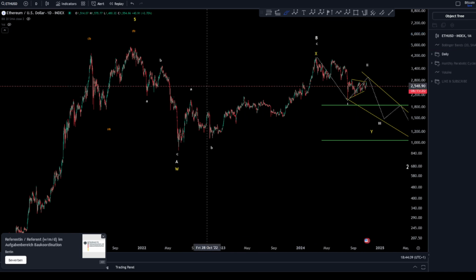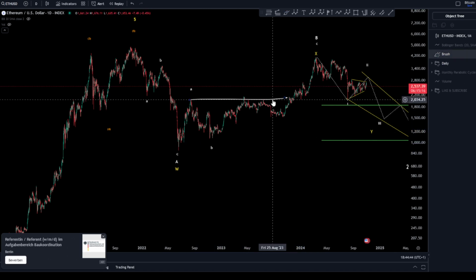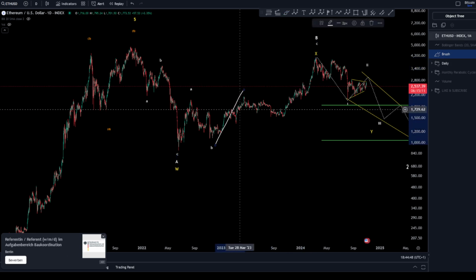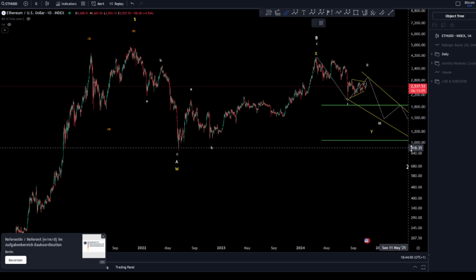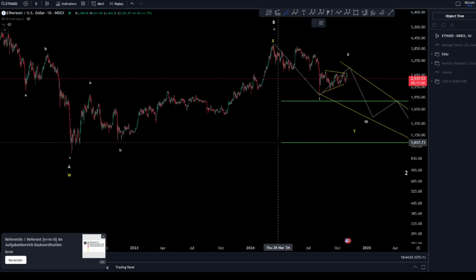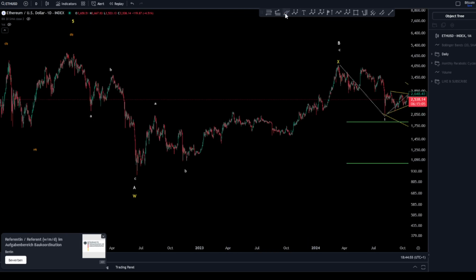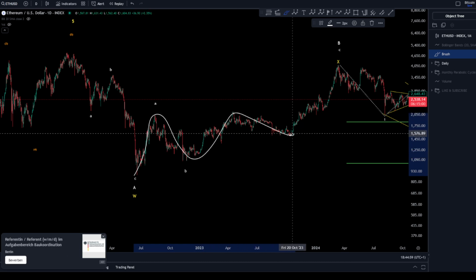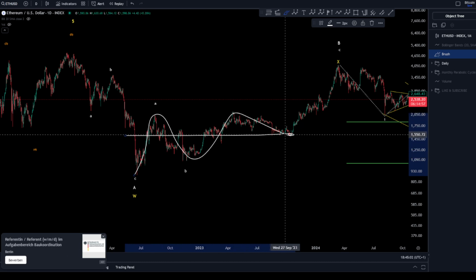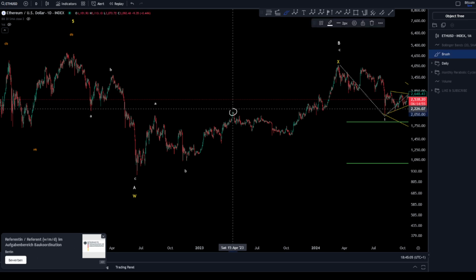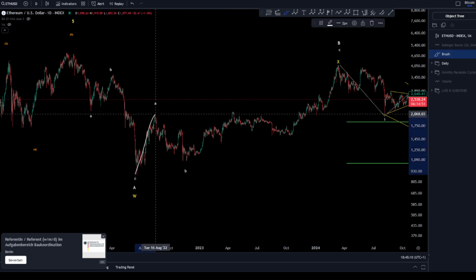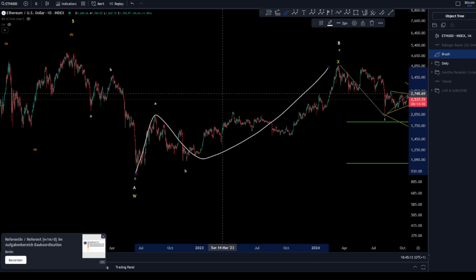And that is because we cannot call this an impulse or a contracting diagonal, because the wave 5 is way longer than your wave 3. And this is not allowed as a rule of Elliott wave, and of course it invalidates your diagonal. In another scenario, if you are looking for an impulse 1, 2, 3, 4, your wave 4 is still inside your zone, same as for wave 3, so it cannot be an impulse. Therefore, the only way to count this is an A, B, and a C.